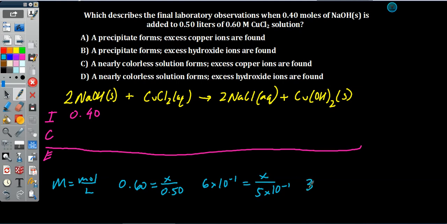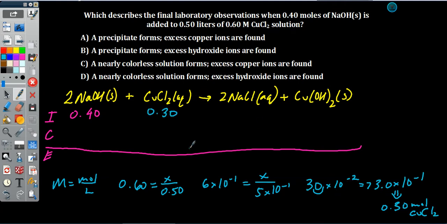6 times 5 is 30, and then I'm going to add my exponents here, times 10 to the minus 2. I'm going to bump that over 1 to put it into correct notation, which is going to be 3.0 times 10 to the minus 1, which is the same as 0.30 moles for my copper(II) chloride. Awesome. I'm going to throw that into my ice table. Boom. Initially, I don't have any of my products.